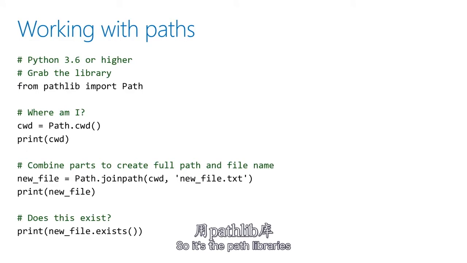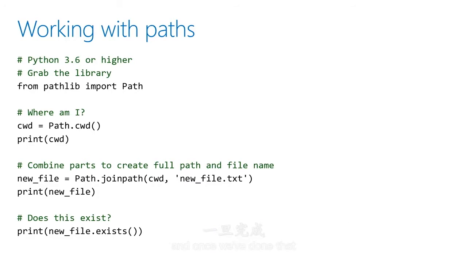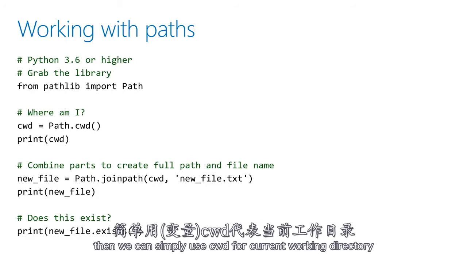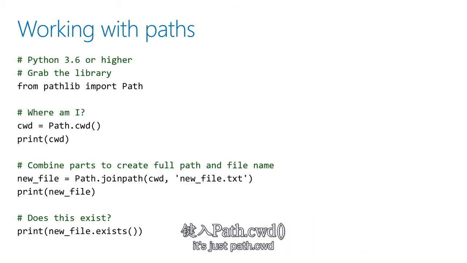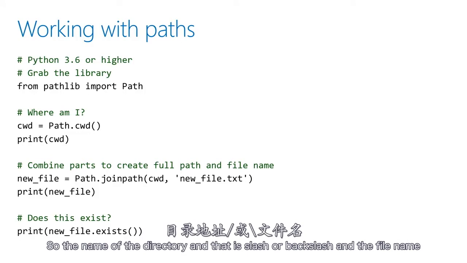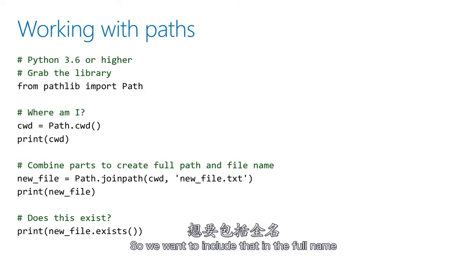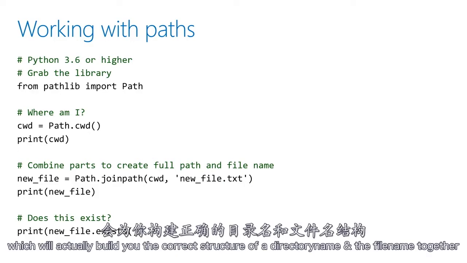So it's the pathlib library, so we're going to need to import that library to be able to use it. And once we've done that, then we can simply use cwd for current working directory. So if you want to retrieve what directory I'm in right now, it's just Path.cwd. The other thing we most commonly want to do is know a full path name, so the name of the directory and that nice slash or backslash and the file name. So we want to include that in the full name. So you can actually build that. There's this wonderful function called joinpath, which will actually build you the correct structure of a directory name and the file name together.